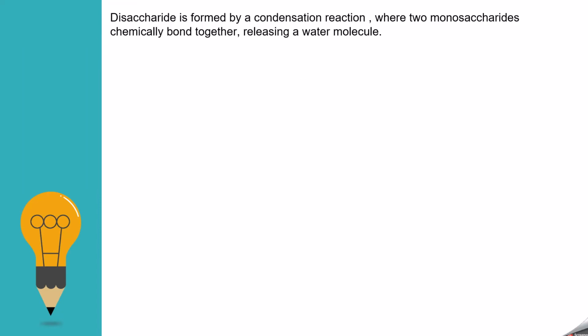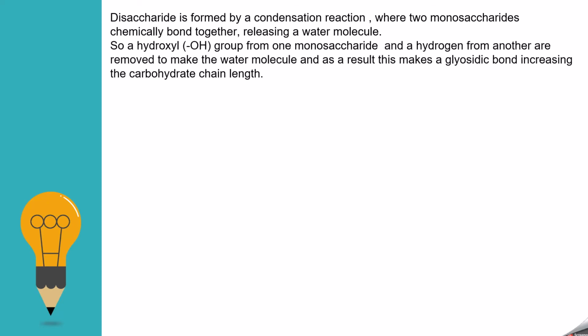So a disaccharide is formed by a condensation reaction, like we mentioned before, where two monosaccharides chemically bond together, releasing a water molecule. You probably remember me mentioning that every time you see the word OH, assume they're going to call this a hydroxyl group, or an alcohol group, or an OH group, but refer to it as a hydroxyl group. So a hydroxyl group from one monosaccharide and a hydrogen from another are removed to make a water molecule, obviously because OH plus H makes water.